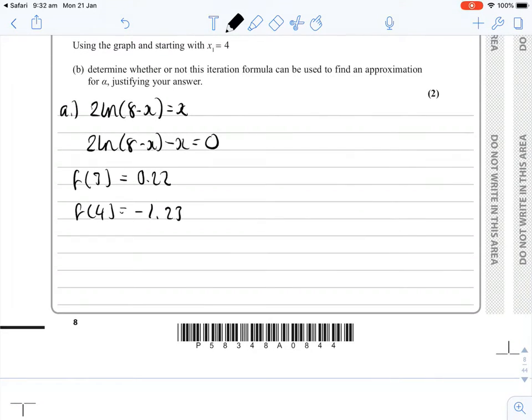And then we need to remember the concluding sentence of there is a change of sign, and therefore a root.